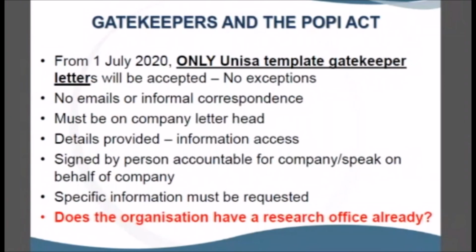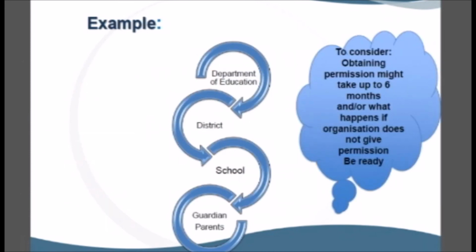Details must be provided on how information will be accessed, also signed by the person accountable for the company or someone who speaks on behalf of the company. Then also, some institutions like government departments have research departments in place. I'm busy with a study in the police service, so they help me with my ethical clearance, submitted to them. They deal with those processes. So some government departments have research offices, so just find out and have that knowledge available so that you know that you follow the correct route.